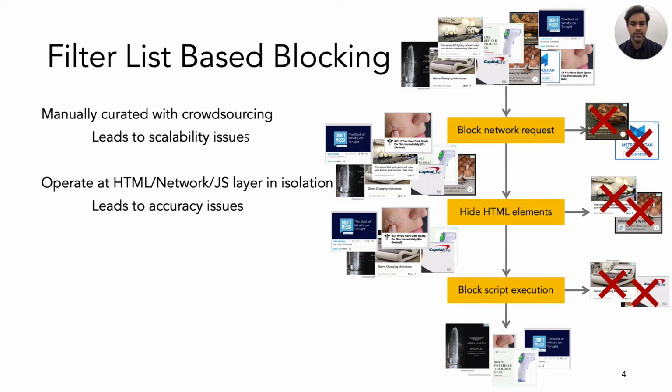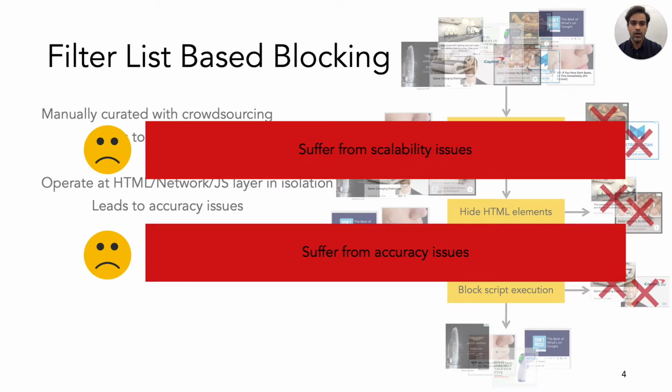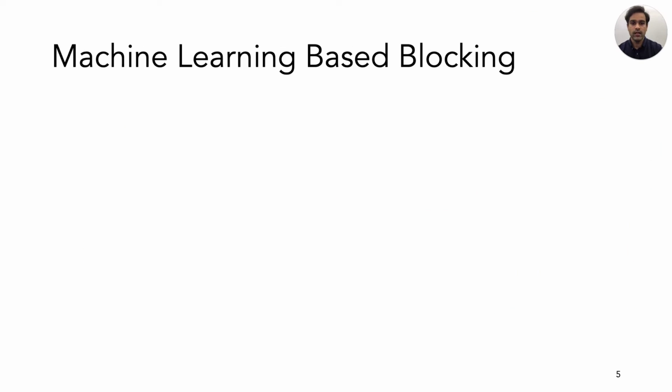Thus, filter lists miss ads at each layer of the blocking, and the final page load ends up having several ads. Overall, filter lists suffer from scalability and accuracy issues. To solve these issues, prior research has proposed to use machine learning for ad and tracker blocking.